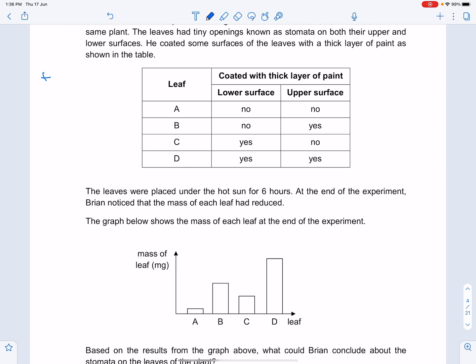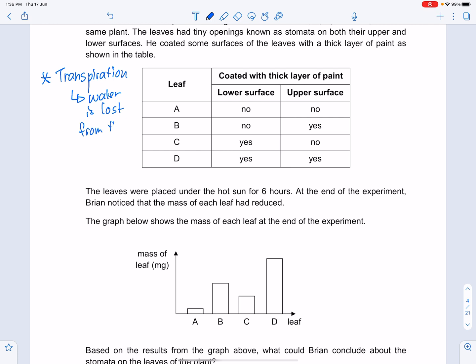Now, the first one that is related to it is called transpiration. So some of you may ask me, Mr. Chong, I'm not very familiar with this term transpiration. That's fine. You don't have to specifically remember this, but this is the term for it. It is where water vapor is lost from the stomata.